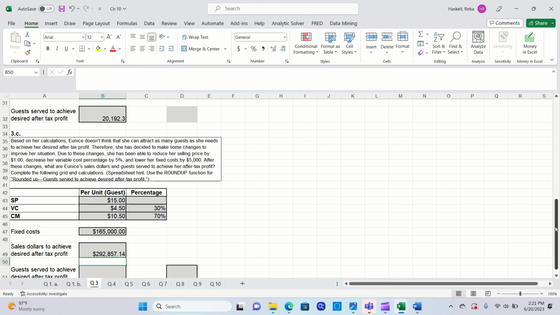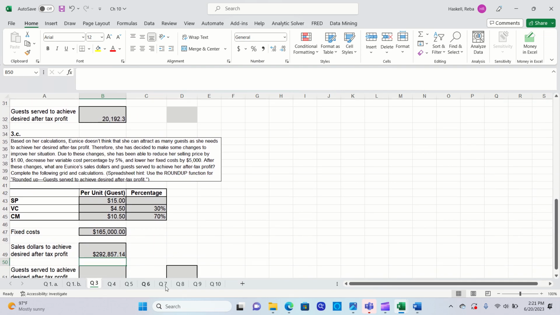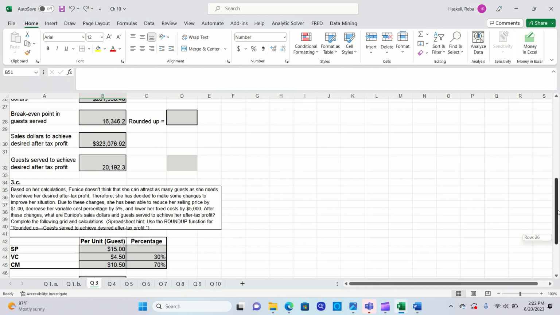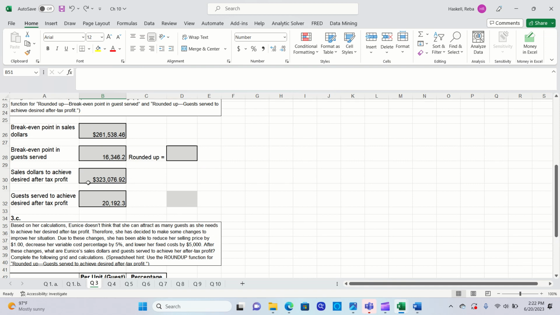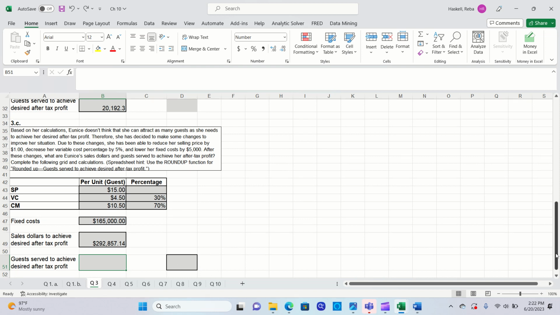All right, so by making those changes here, we can see that she has decreased her sales dollars needed to achieve that after-tax profit by, she had it at 323,000. We've decreased it now down to 292,857.